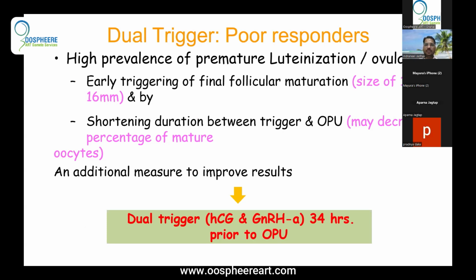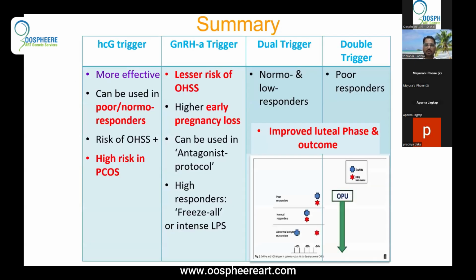So in poor responders, if we see, there is a problem with GnRH agonist trigger because of its short duration of action, which can lead to immature follicles or a decreased proportion of mature oocytes. So dual trigger is mostly preferred in poor responder patients.